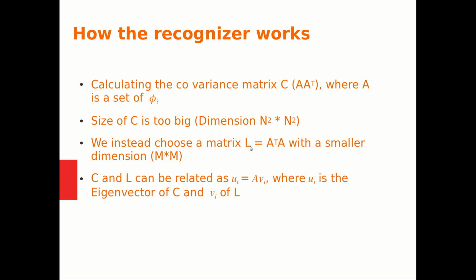Now we need to find a correlation between L and C, so that we can use L to find the data that we need inside this matrix. The correlation can be given as this, where ui is equal to A multiplied by vi. ui is the eigenvector for C, and vi is the eigenvector for L. Once we have this correlation, we can use L to find the data in C.